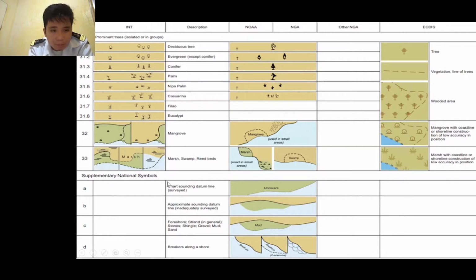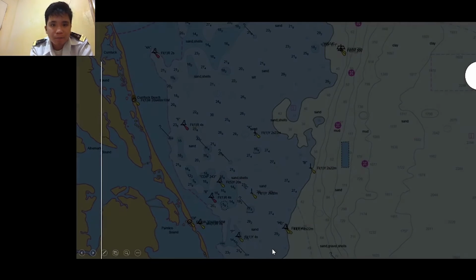Then we have here supplementary national symbols depending on the country. So this is the uncovers or the unsurveyed coastline, appropriate sound datum, inadequately surveyed. So this one's a mud. It's a feature, mud feature. And we have breakers along shore, breakers. We went through that already.